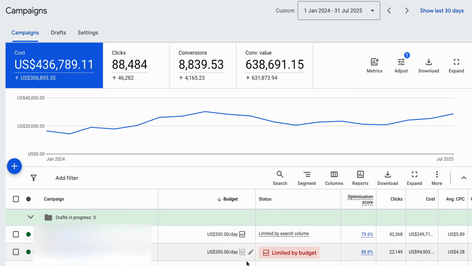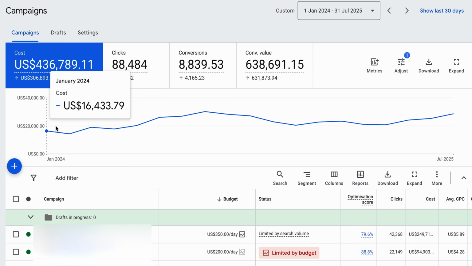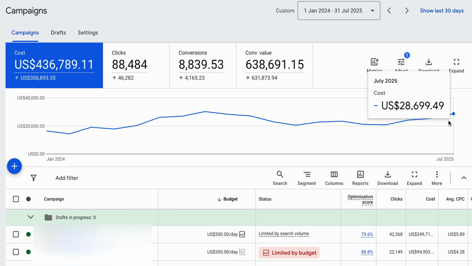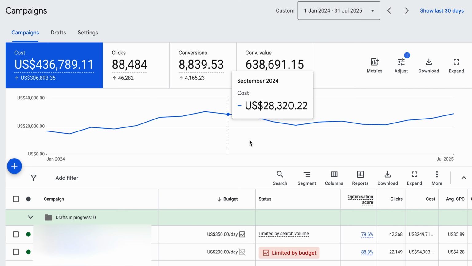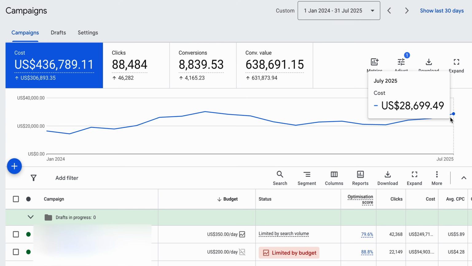What I want to show you in here, I have had to blur out the campaign names just to protect the client, but I've included as much information as I can. And what I'm also showing you here is a long-term view. So we're looking from January 2024 up until July. You can see back in January, they were spending 16,000 or 16.5. This January, we got it up to 22,000, and then it's now up at 28.